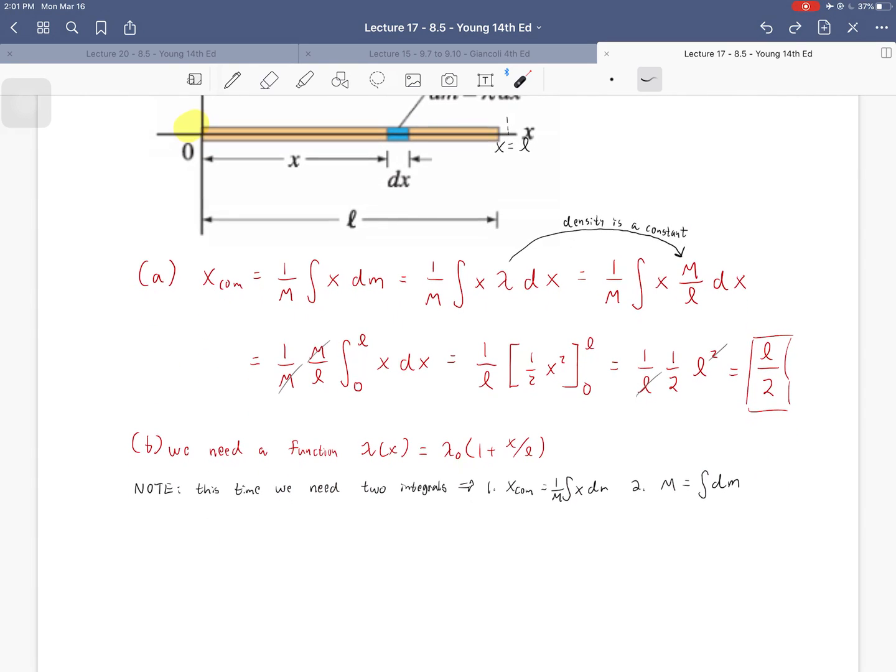All right, so we need a function for the linear density as a function of x, and it turns out that that function ends up being just lambda naught times 1 plus x over L. So you can ask about this in office hours or in online chat.